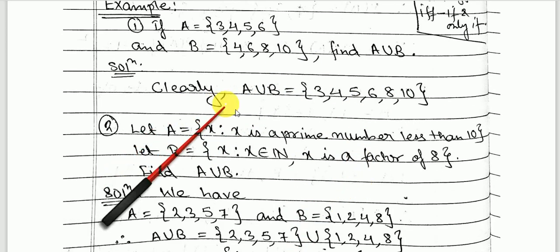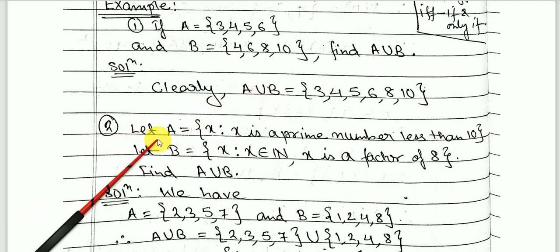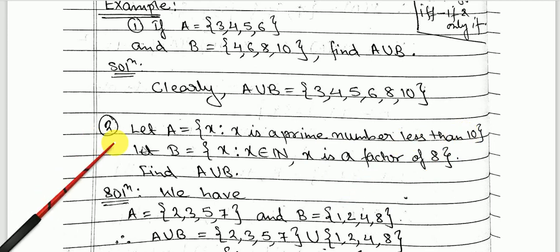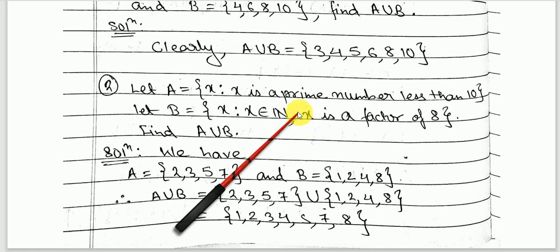That is union. Let A equal x such that x is a prime number less than 10. So this is a set of prime numbers less than 10. Okay. Set B is the set of natural numbers which are factors of 8. So firstly what we'll do, we will write A and B in roster form. So A is 2, 3, 5, 7, all the prime numbers less than 10, and set B in roster form will be 1, 2, 4, 8. These are the factors of 8.